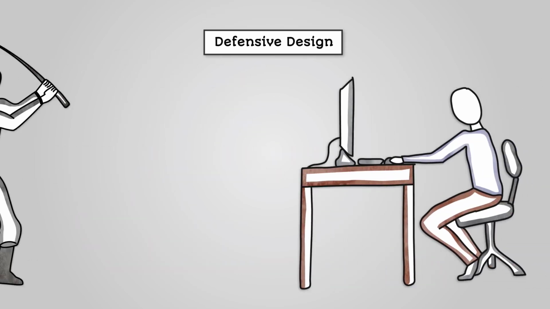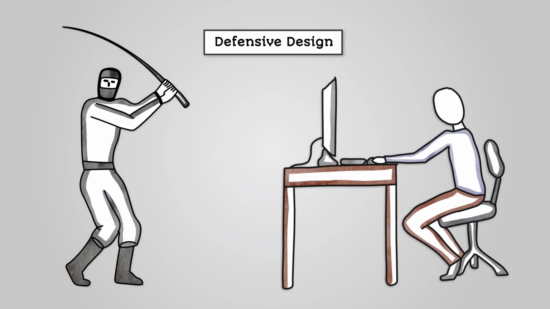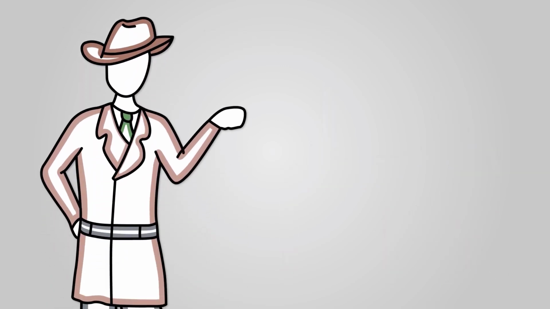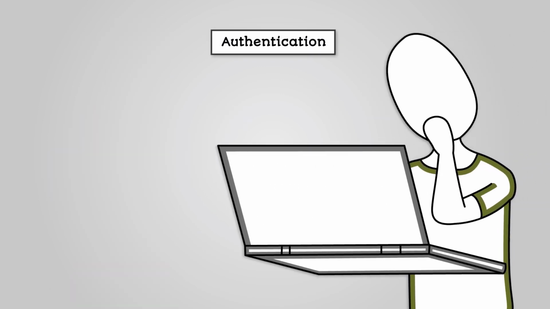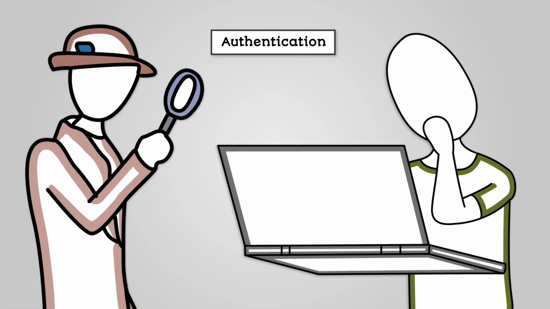So, defensive design is about ensuring that your program code is developed in a way to prevent your users from being affected by their mistakes and prevent malicious users from causing harm. Our program code could face misuse that is accidental, mischievous, or malicious. Authentication is when you verify that a person using your system is who they say they are. This will usually take some form of check against a stored user ID or password.